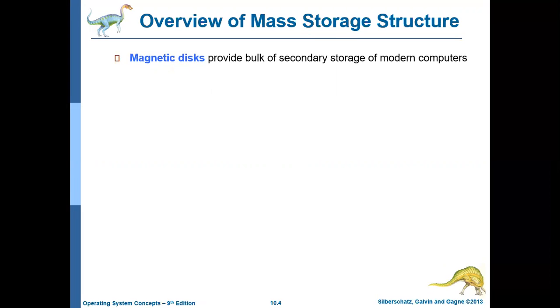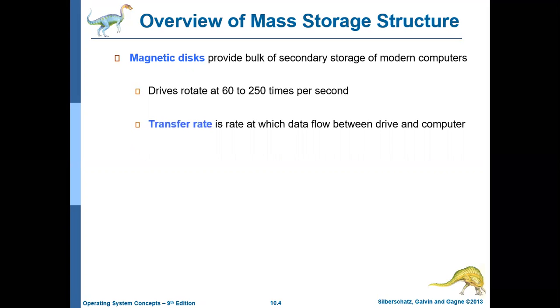If you take a typical hard disk, it is a magnetic disk. Generally magnetic disks are used to provide bulk storage, and they are used as the secondary storage units. These magnetic drives contain cylinders, or several platters. These platters rotate at a speed of 60 to 250 times per second.